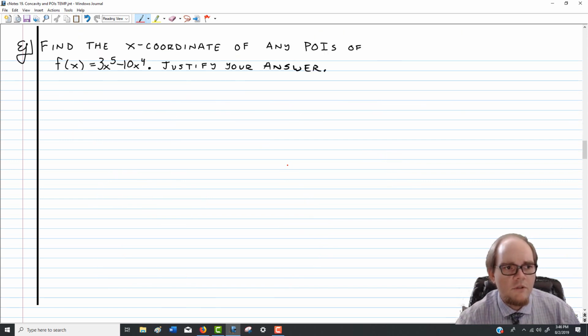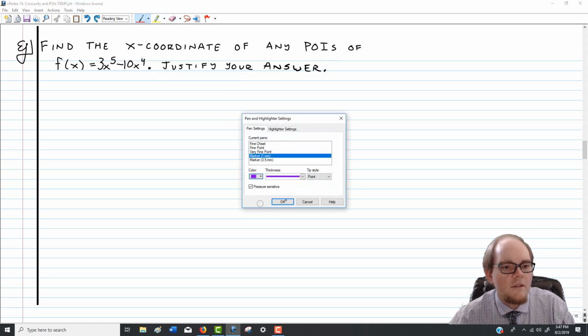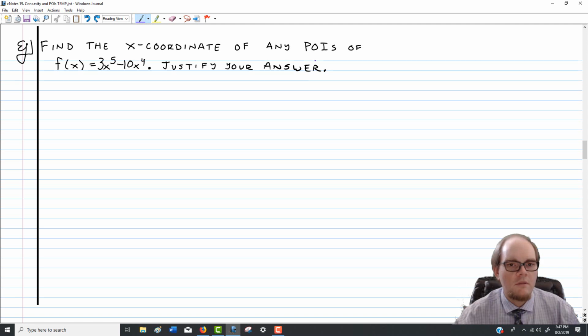Our next example is to ask you to actually go through and find a point of inflection. You can see I'm already using the abbreviation POIs for points of inflection. So we want to find the x-coordinate of any points of inflection of f of x equals 3x to the 5th minus 10x to the 4th. And we are to justify our answer. I'm not going to write out a plan here because I think it's a pretty simple thing to go through.